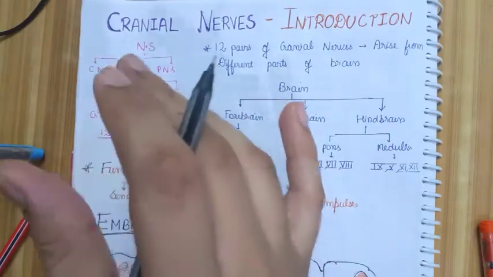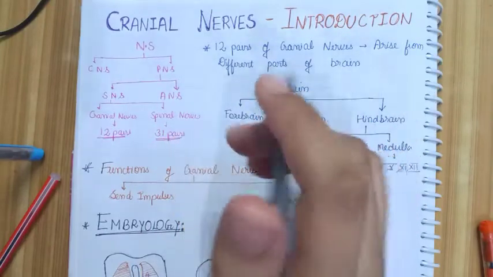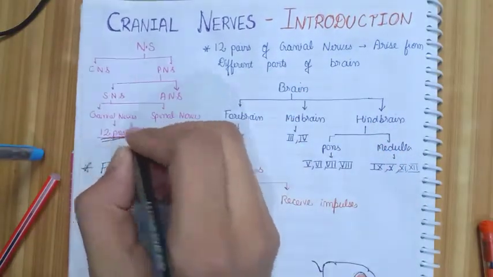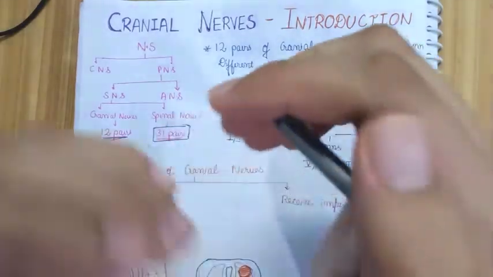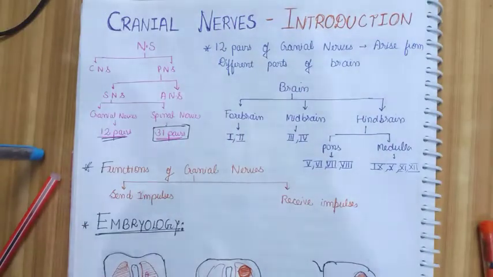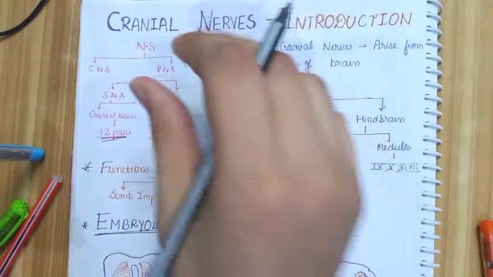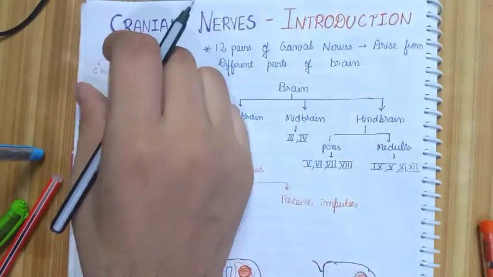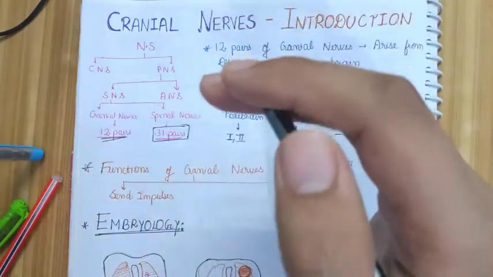So the somatic nervous system consists of the cranial nerves and the spinal nerves. We have 12 pairs of cranial nerves and 31 pairs of spinal nerves. We'll see about the 12 pairs of cranial nerves in this playlist in detail. So as the cranial nerves are part of the peripheral nervous system, they will arise from the CNS.